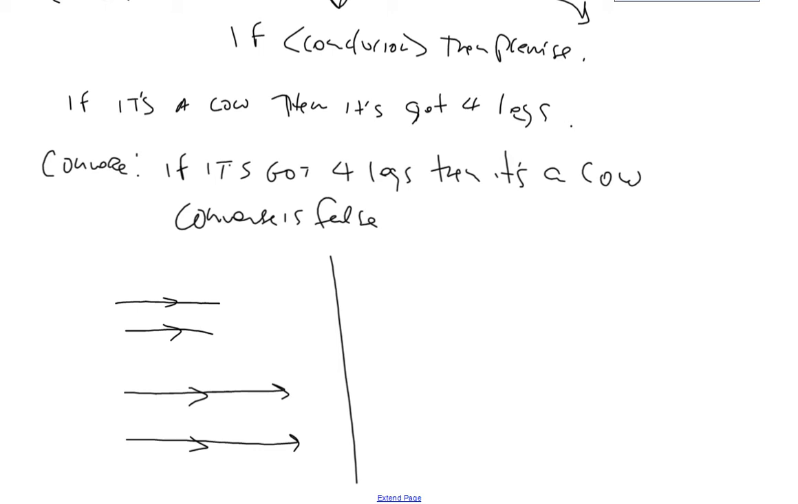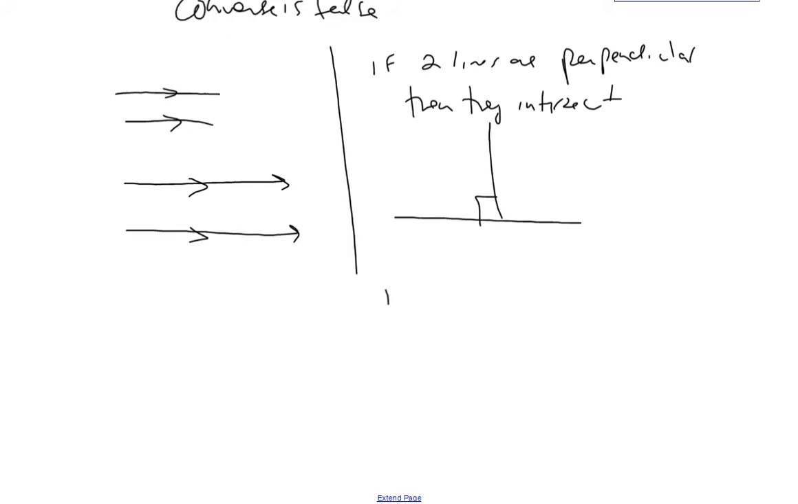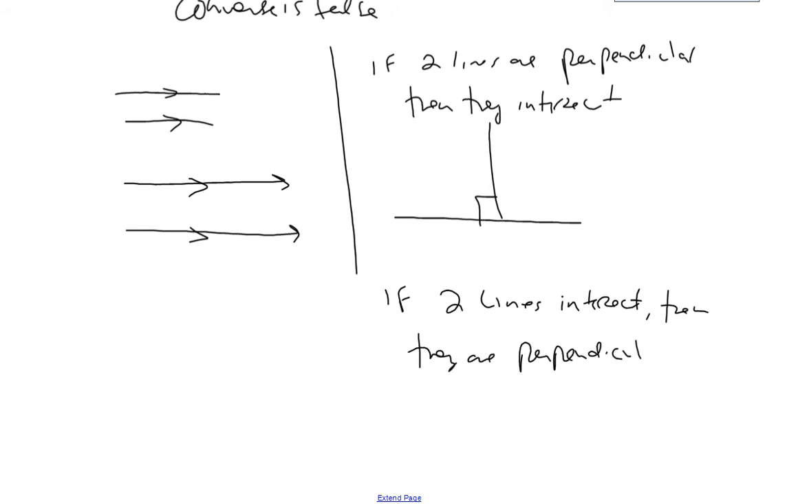But let's take an example where the converse is false. For example, if two lines are perpendicular, then they intersect. Okay? And we know that that's true. Look, here I have 2 lines that are perpendicular, they form right angles. Then they intersect. That's absolutely true. What is the converse? The converse would be, if 2 lines intersect, then they are perpendicular. Is that necessarily true? No, that is false. That is definitely false.